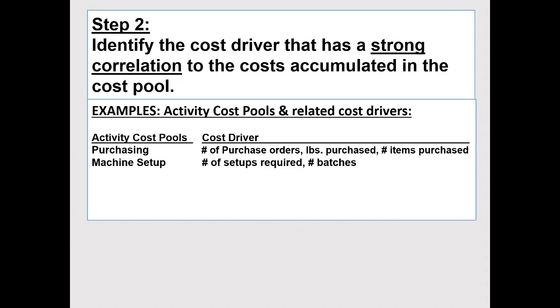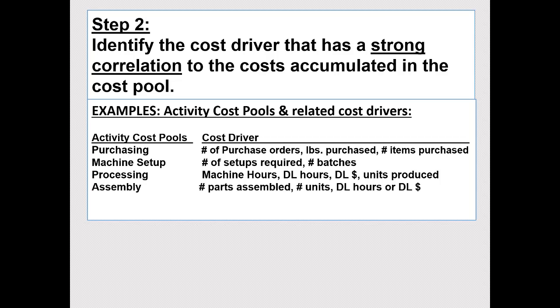If you set up the machines before each production run, like you would if you were making ballpoint pens, you would have to load the correct color of ink, blue ink, and blue casing before you run the blue pens. Processing, that might be machine hours, direct labor dollars, or units produced. It depends on if it's a machine intensive or a labor intensive process. Assembly, number of parts assembled, number of units, or some kind of labor-based allocation would be good there.